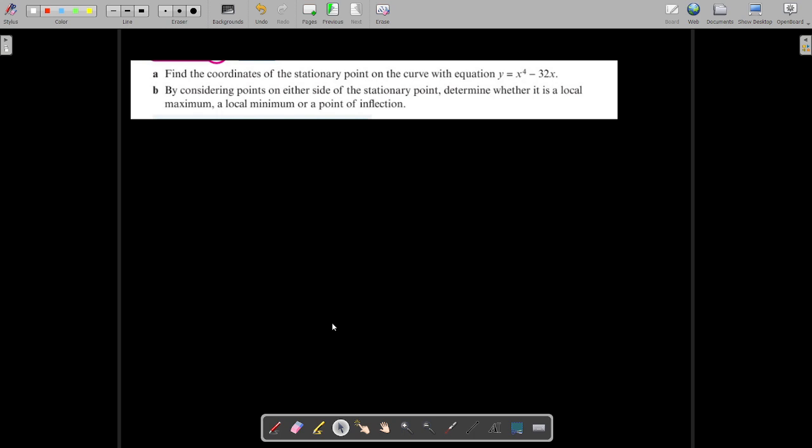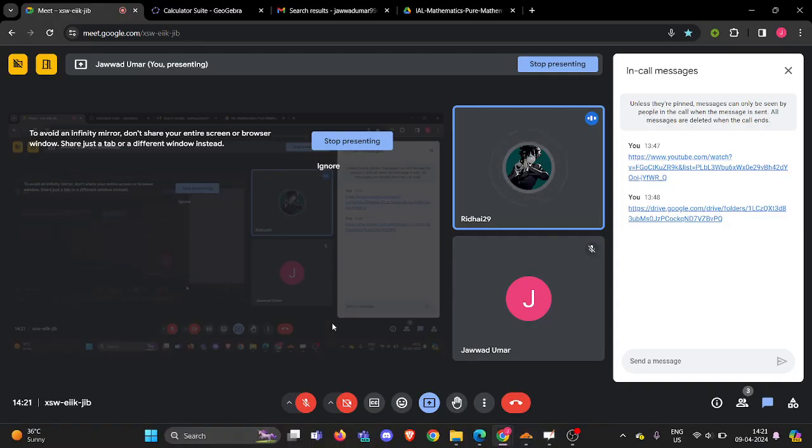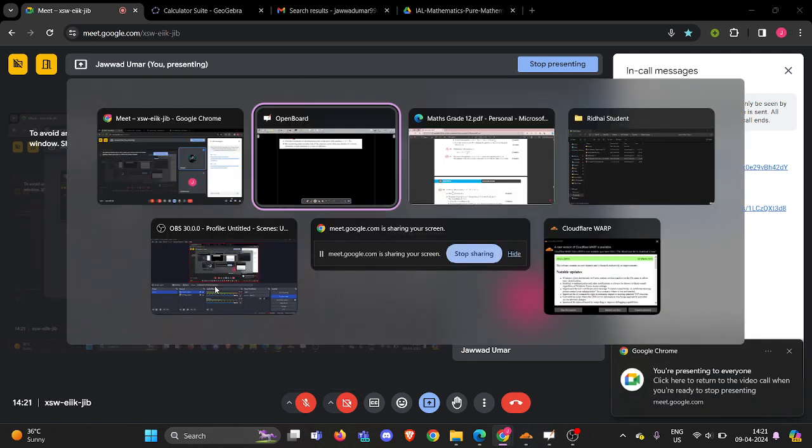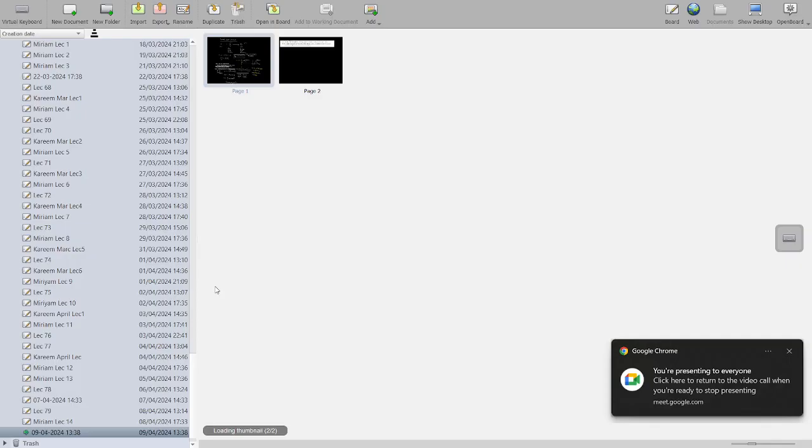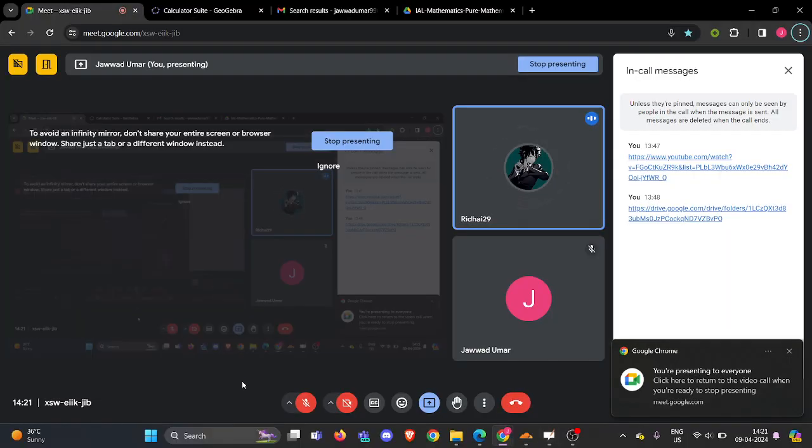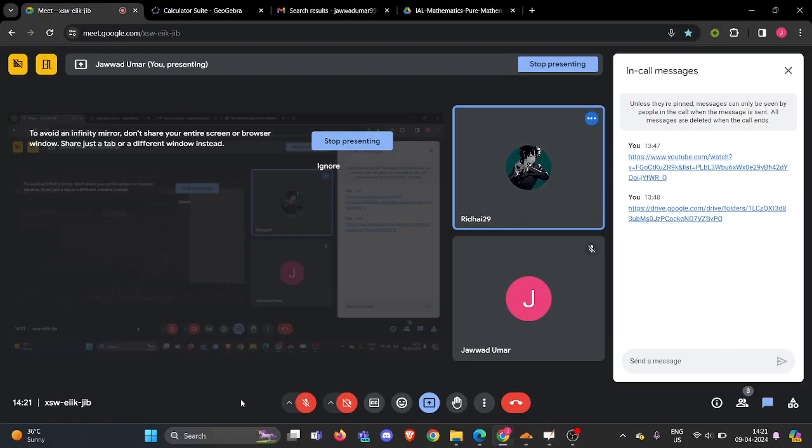Find the coordinate of the stationary point on the curve with equation y is equal to x power 4 minus 32x.